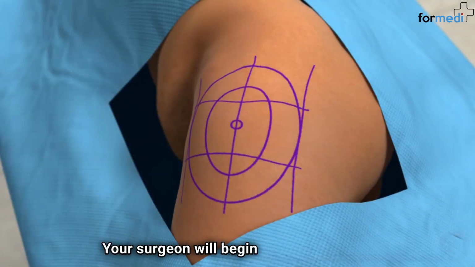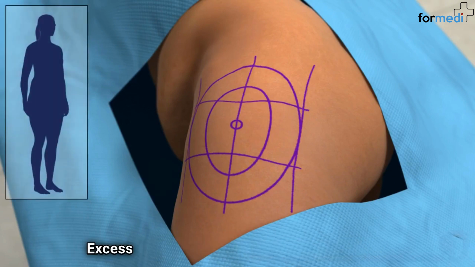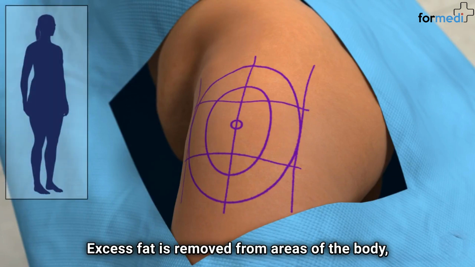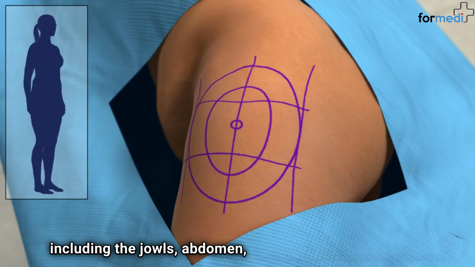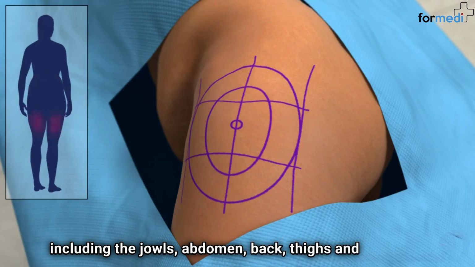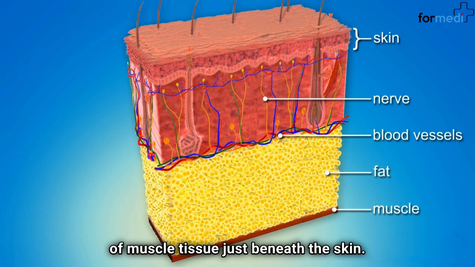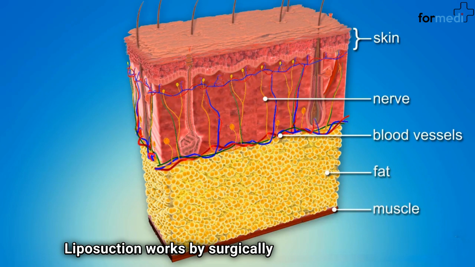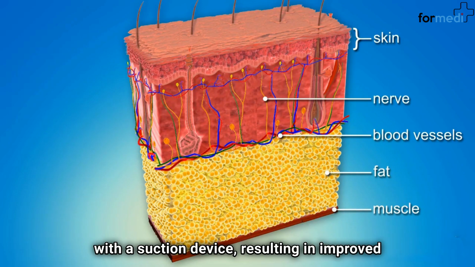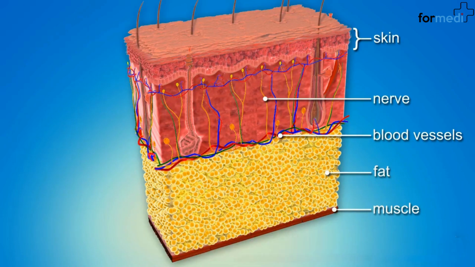Your surgeon will begin the procedure by using liposuction to harvest your fat. Excess fat is removed from areas of the body including the jowls, abdomen, back, thighs, and buttocks. Most body fat is located on top of muscle tissue, just beneath the skin. Liposuction works by surgically removing excess fat with a suction device, resulting in improved contours in the desired area.